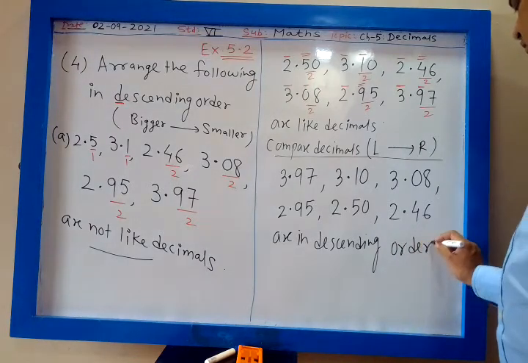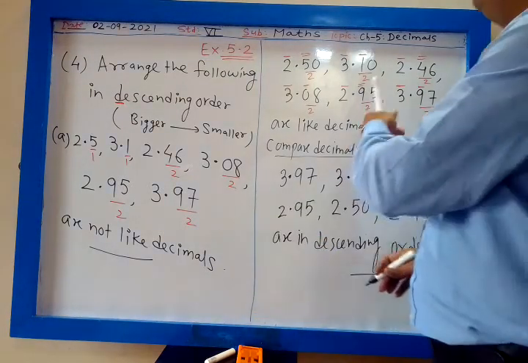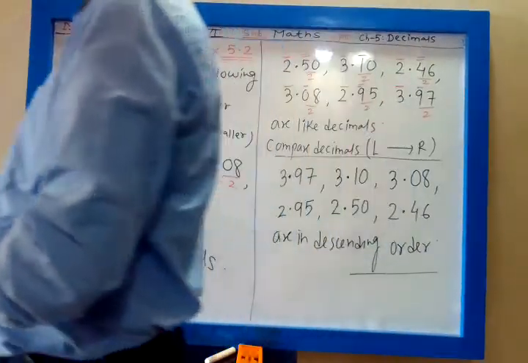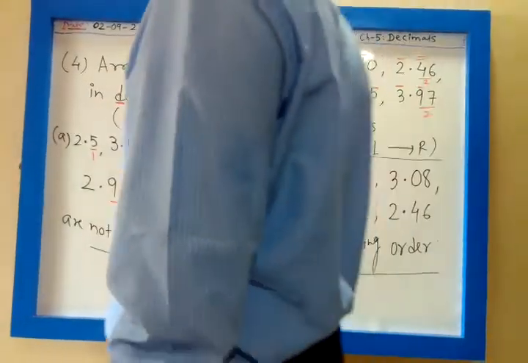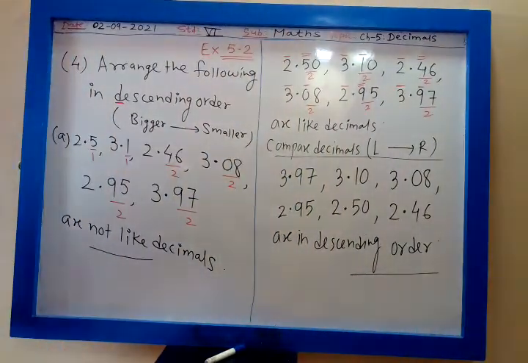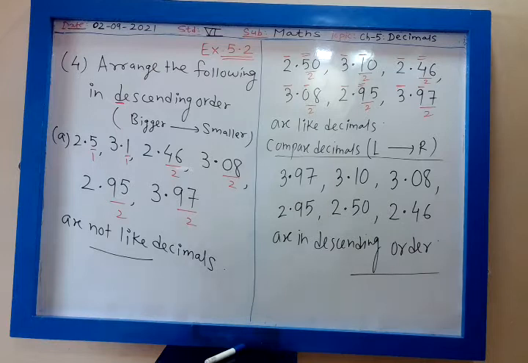So first you convert them into like decimals, then you compare the digits from left to right and write them down in descending order. Descending order means bigger to smaller. Yes, so they are in descending order.